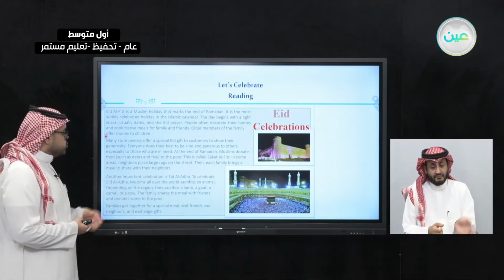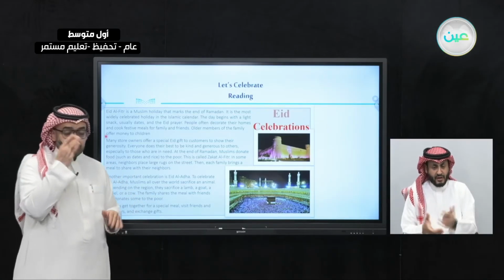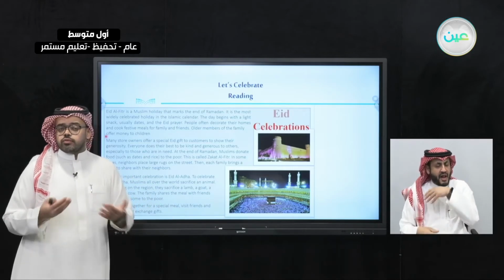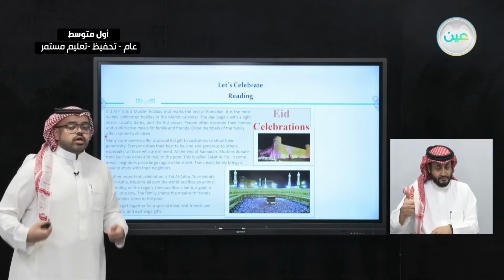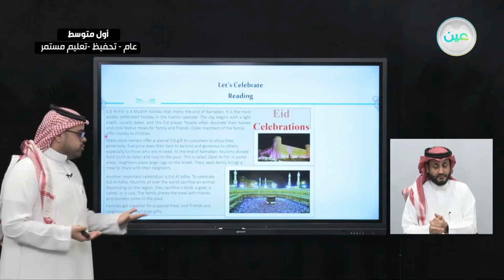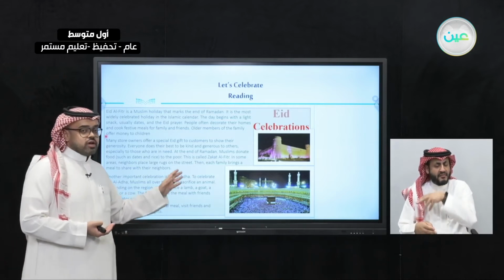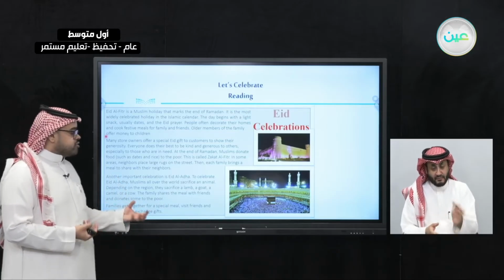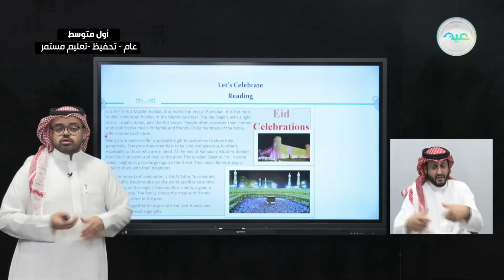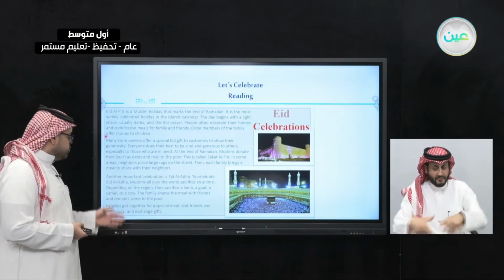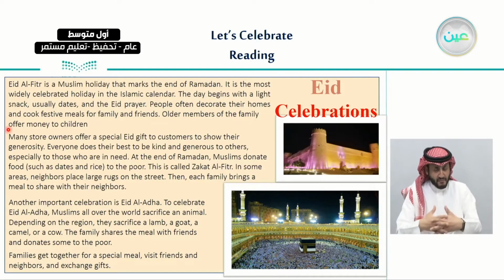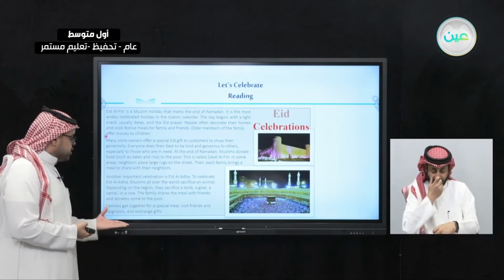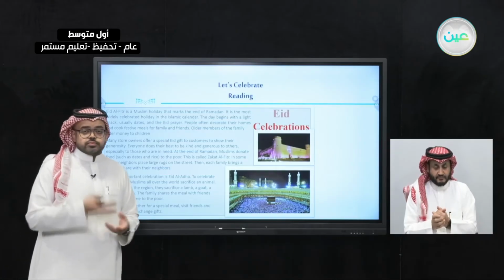The other paragraph talked about an important celebration, not Eid al-Fitr but Eid al-Adha, where Muslims from different parts of the Islamic world celebrate and sacrifice an animal. In some countries, they sacrifice a lamb, a goat, or a cow. And also the family shares the meal with friends and neighbors around them. At the end, families get together, and this is what Eid is all about, where families get together to share a meal, visit friends and exchange gifts.